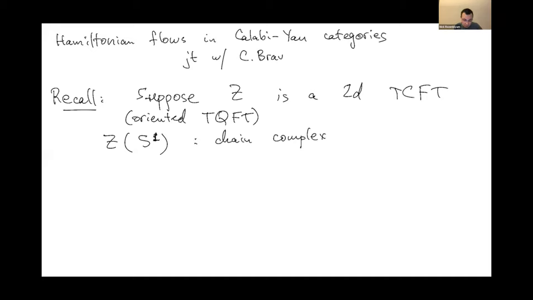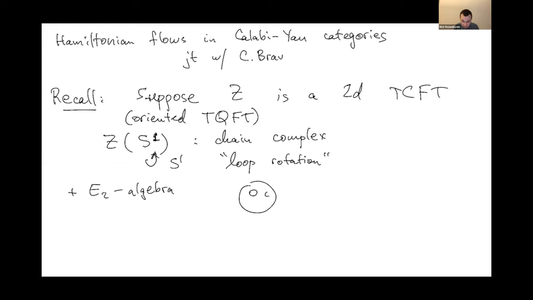So it has some structures. The first structure is that there's an action of the circle group on it just by loop rotation. That just comes from the automorphisms of the circle. But also it has the structure of an E2 algebra. Looking at these kinds of pictures, you look at what happens to punctured spheres, and these give operations, and these exactly assemble into an E2 algebra. In fact, it's a little bit better because the field theory is oriented. So in fact, it's what's called a framed E2 algebra. This will become important in a minute.